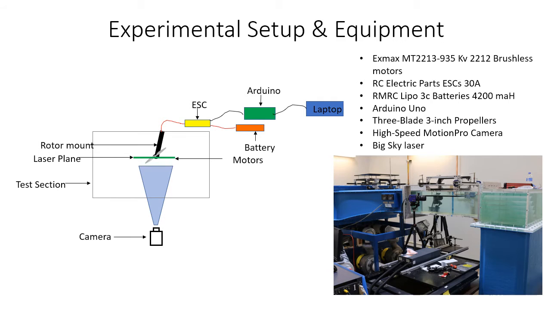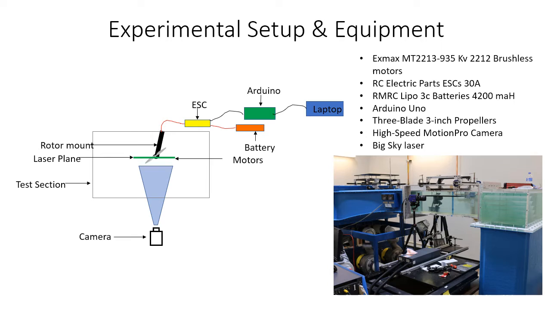So the idea was to use PIV, or particle image velocimetry, to determine the average velocity of the inflow of the rotor system. So here is the experimental setup and equipment. Down on the right is the water tunnel at Oklahoma State University, which was used for the PIV experiment. On the left is the diagram.